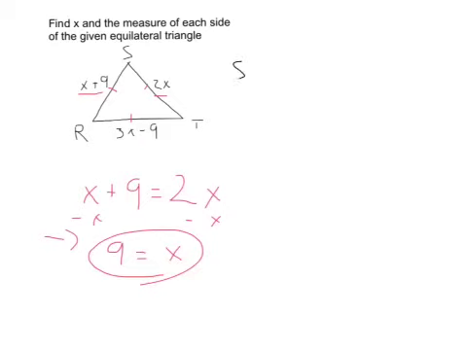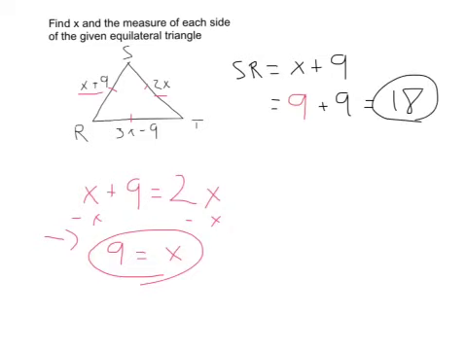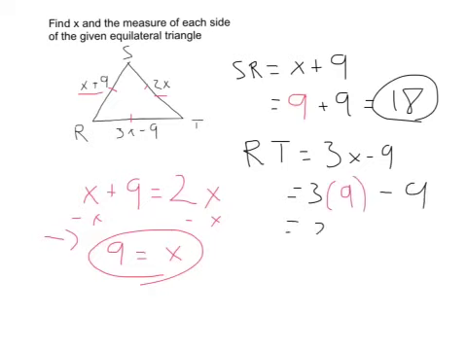Here I have my side SR. This is equal to x plus 9, which is going to equal 9, plugging in 9 for x, plus 9, which is 18. So now I have my side SR. Next, let's go ahead and do RT. That's going to equal 3x minus 9, which is going to equal 3 times, instead of x, I can put 9, minus 9. This is going to give me 27 minus 9, which is going to be 18.